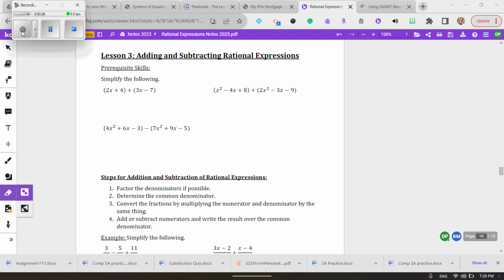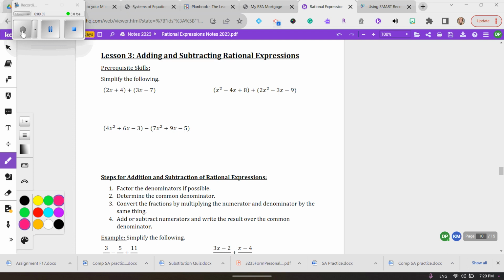A bit of prerequisite skills that you need for this unit is simplifying the following, so collecting our like terms. In the first example, I see that we have 2x plus 4 plus 3x minus 7. Those brackets are there, but they really don't indicate anything because they're not right beside each other. If they were right beside each other, it would mean multiplication. But here we are just adding our like terms.